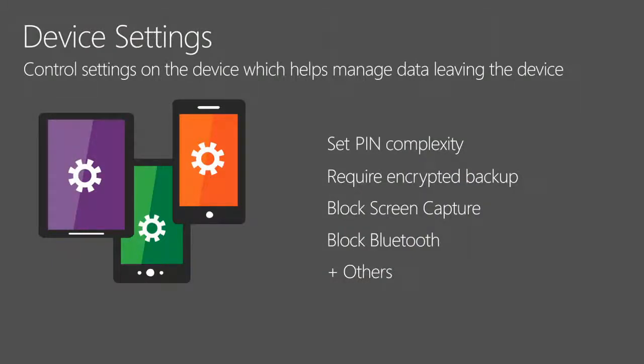So I talked about some device settings. You can set things like pin complexity, but you can also say, hey, you need to have encrypted backup. You can block screen capture, you can block Bluetooth. So we've got a number of settings that you can push down to the device so that the device can't be used to spread data further than you'd like it to be spread. When I go through the policies, I can show you what we have in the UI. We've tried to make this as easy as possible. Most Office 365 administrators are not looking for 6,000 options to set. They're looking for something that's easy to use, and that's what we've tried to do with MDM for Office 365.